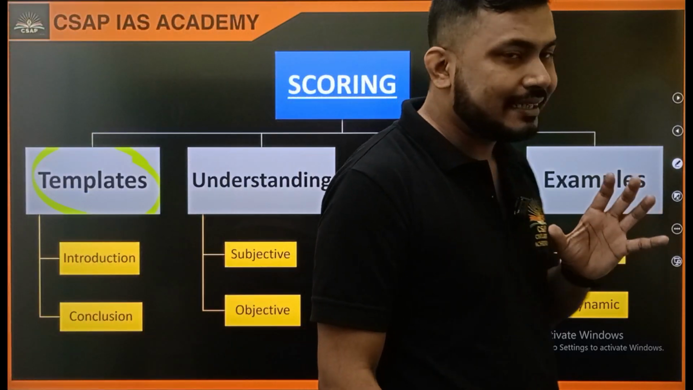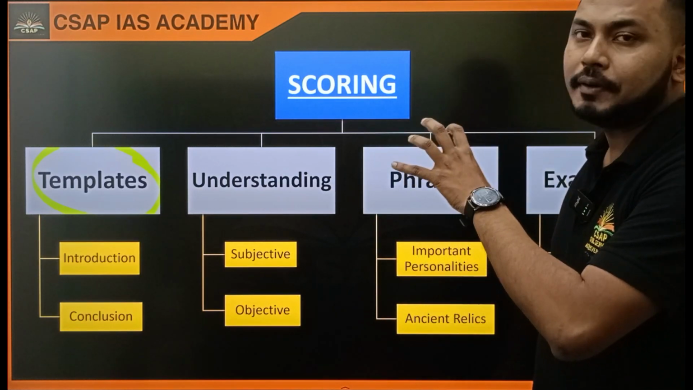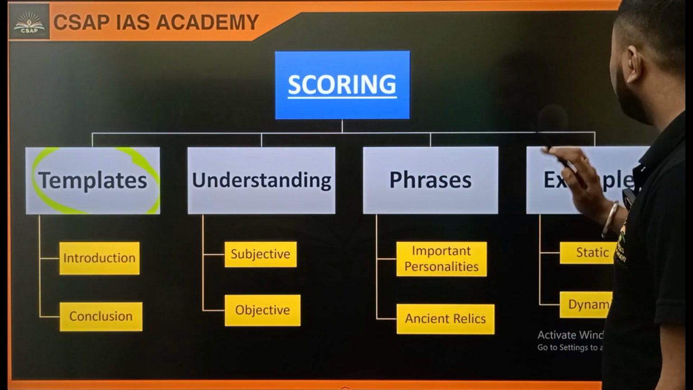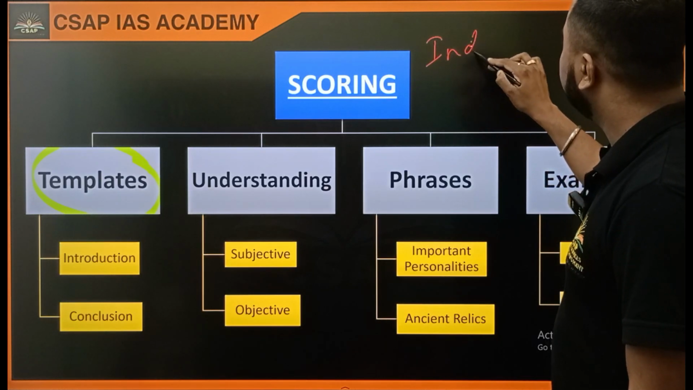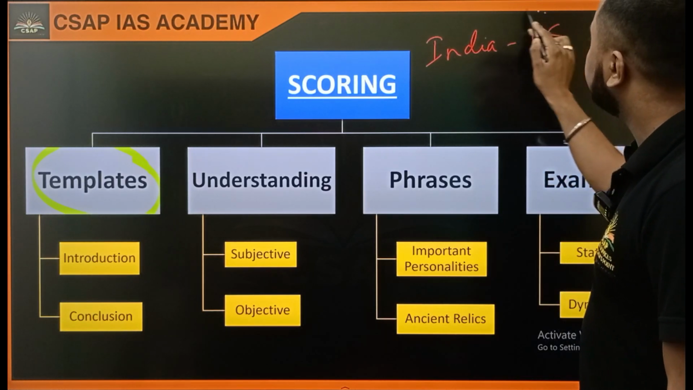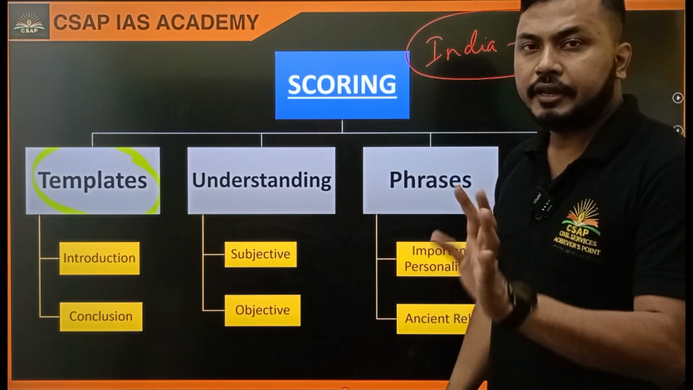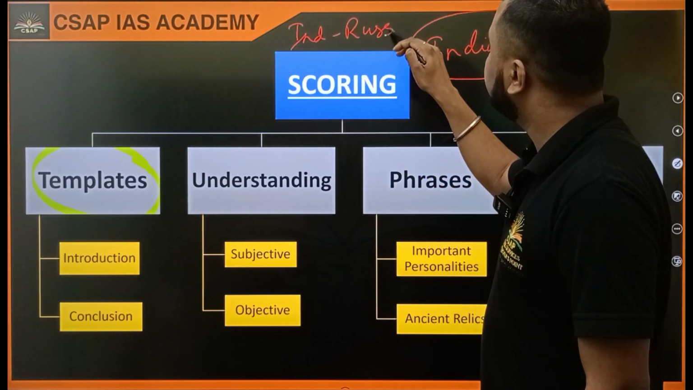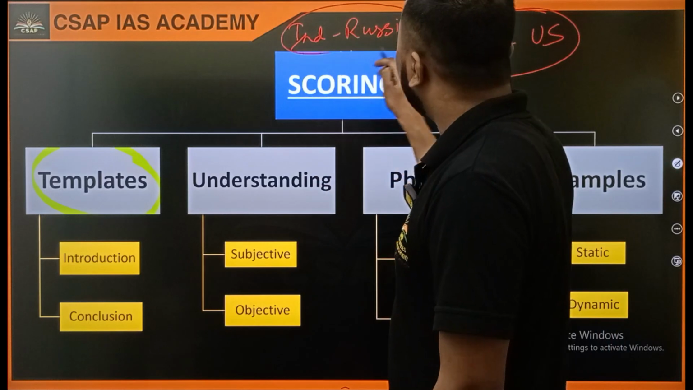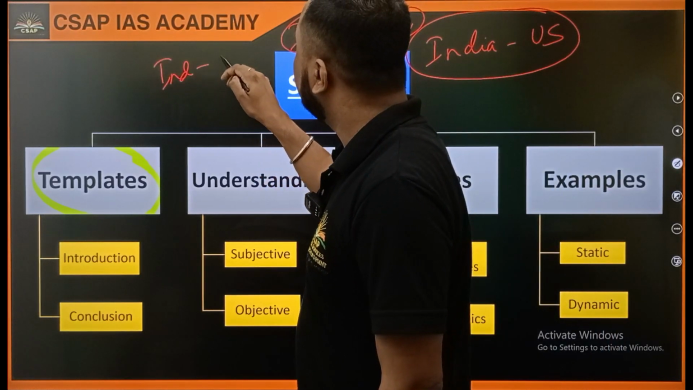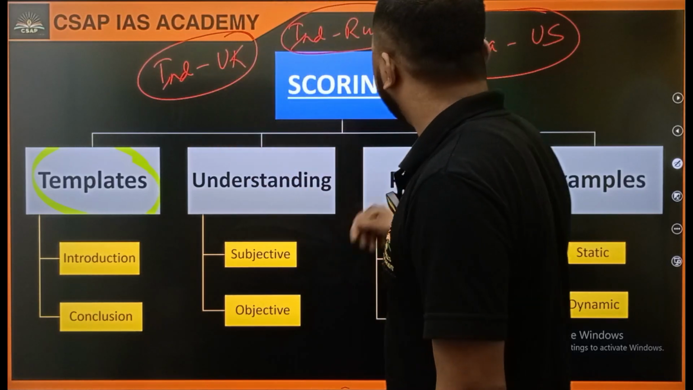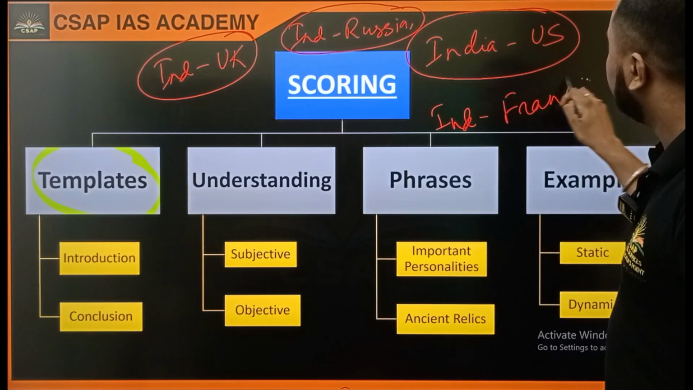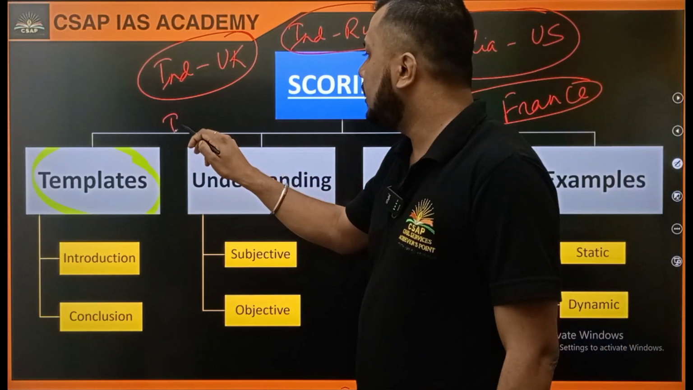You need to follow a proper template whenever you are basically studying a particular country and its relation with that particular country. Supposedly, take the example of India and US. ओके, इंडिया यूएस, ऊपर से मान लो इंडिया रशिया. Take the example of a country like India UK. Take the example of a country like India France. Take the example of a country like India Italy.